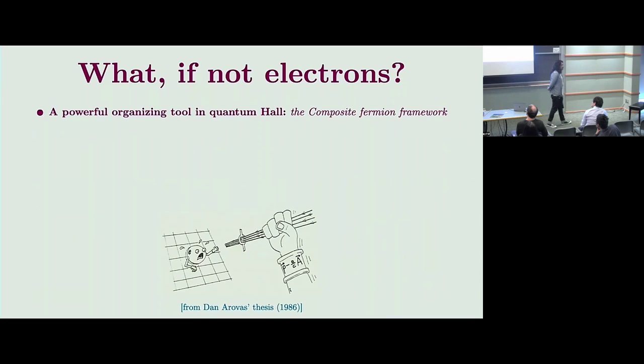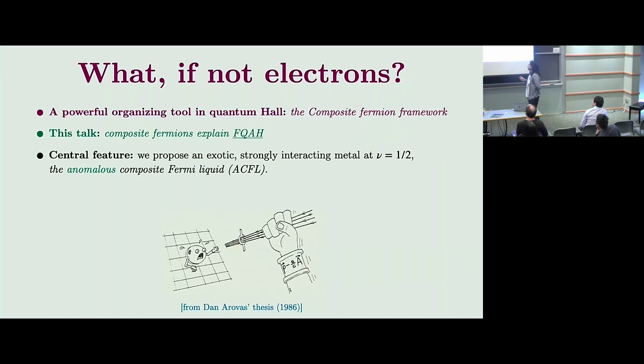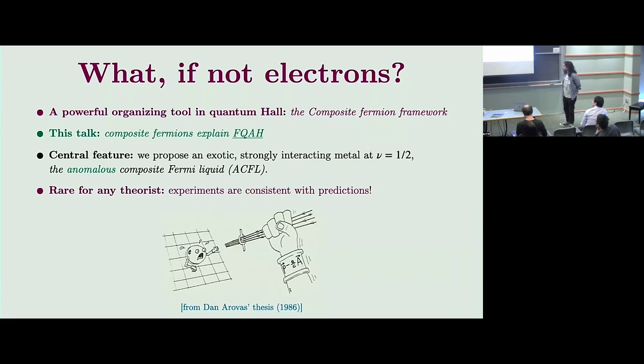All right, so what I'm going to argue in this talk is that the correct effective degrees of freedom are really composite fermions, something very familiar from the usual fractional quantum Hall effect. And I'm going to claim that the composite fermion framework explains many aspects of the fractional quantum Hall phase diagram. One central feature of all of this is that we're going to propose an exotic, strongly interacting non-Fermi liquid state at half filling, which we're going to call the anomalous composite Fermi liquid. And I think so far experiments have been consistent with theory predictions, which I think is rather rare in general for all of us, so that's a great thing.